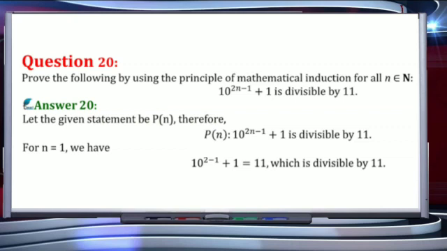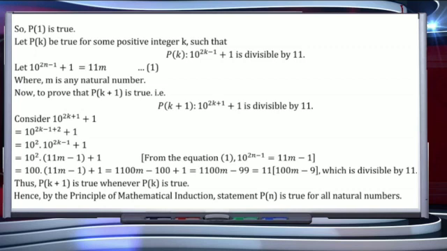Next we are going to check it for n equal to 1. When we put n equal to 1 in P(n), we are getting 11, which is clearly divisible by 11. So this implies P(1) is true. Now we will consider that P(k) is true for some positive integer k, such that P(k) is given by 10^(2k-1) + 1, which is divisible by 11. So that means we can write it as 11 into some integer value. So here we are writing 10^(2k-1) + 1 is equal to 11m, where m stands for any natural or integer value.